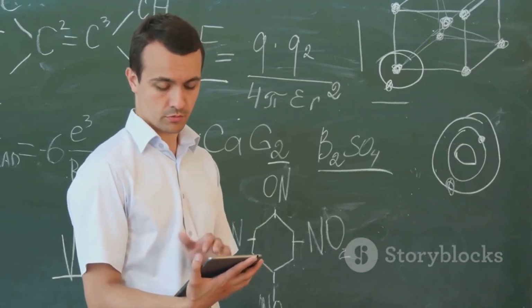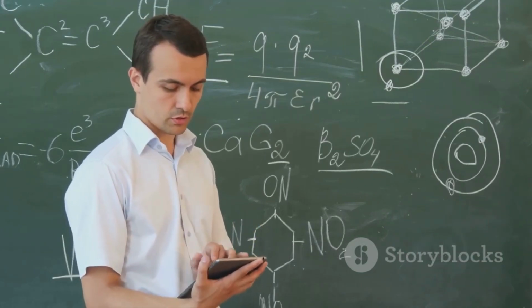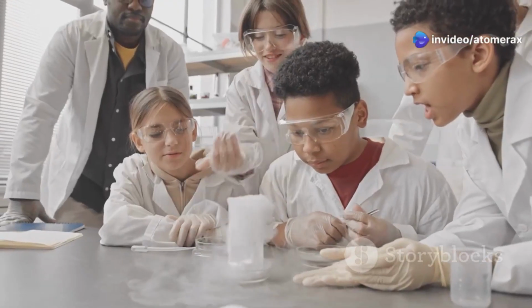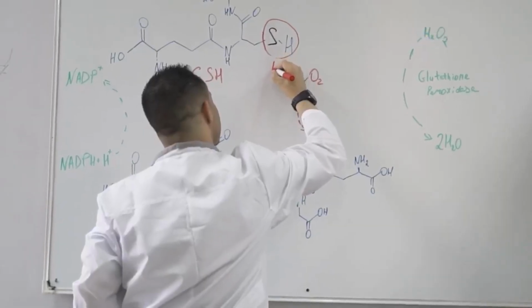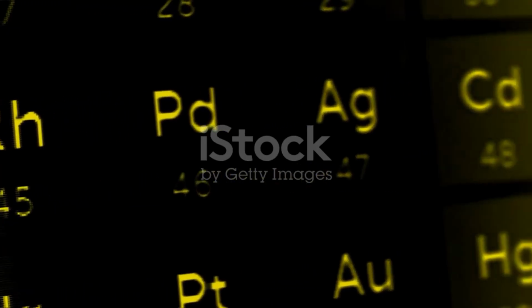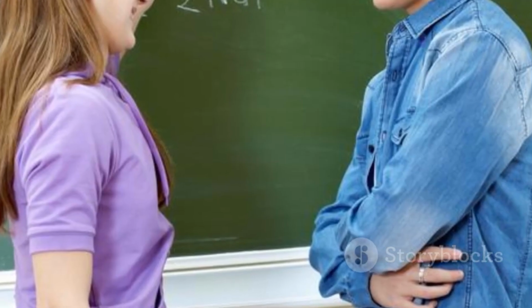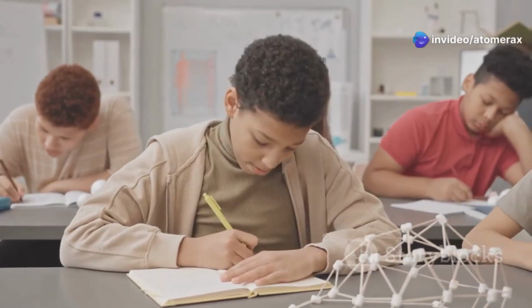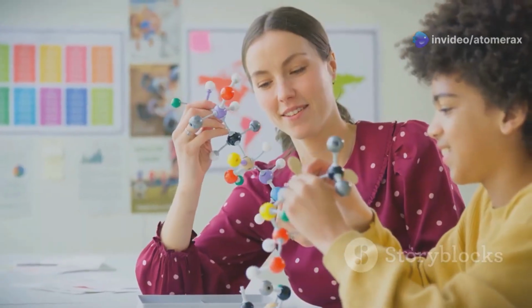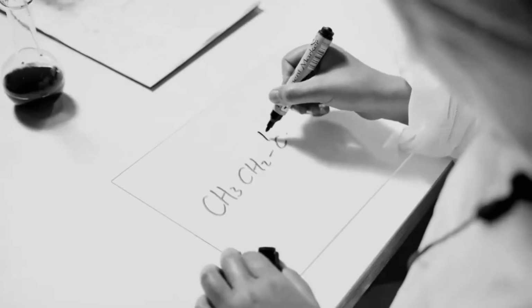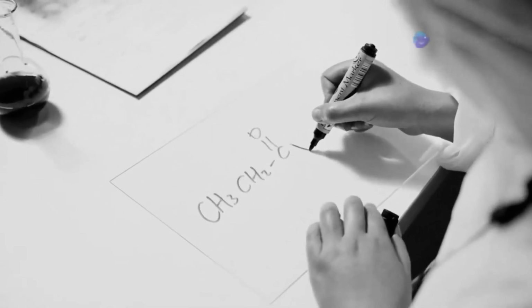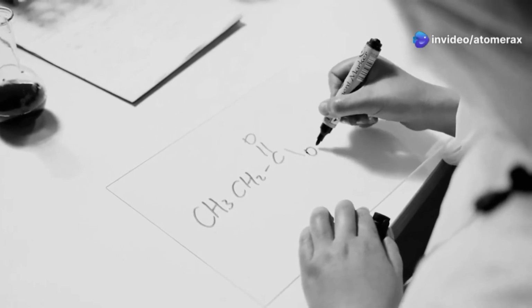Section 9. Mastering percentage composition. A summary and formula for success. Congratulations, chemistry champions. You've mastered the art of percentage composition. Let's recap the steps. 1. Write the correct chemical formula. 2. Determine the number of atoms for each element. 3. Find the atomic mass of each element from the periodic table. 4. Calculate the mass contribution of each element. 5. Calculate the molar mass of the compound. 6. Use the percentage composition formula: mass of element in compound divided by molar mass of compound, times 100%.